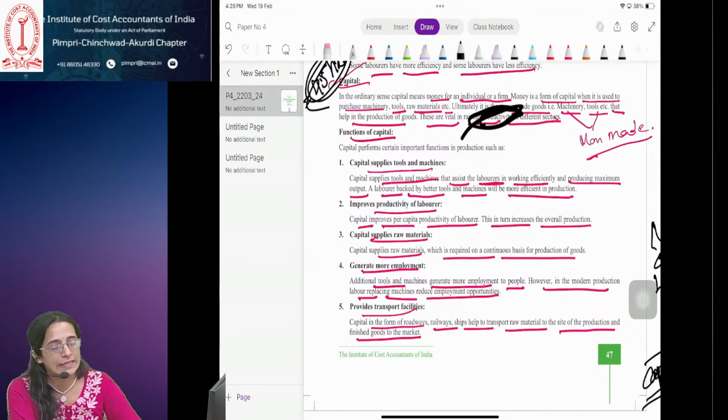Capital provides transport facilities. So with the help of capital, what happens? We can transport the raw material from the place where we are purchasing, the supplier of the raw material, to our factory, right? With the help of capital, there are roads and bridges that are forming, many facilities that are coming into the picture. So capital is very important. Capital in the form of roadways, railways, ships helps to transport raw materials to the site of production and finished goods to the market.